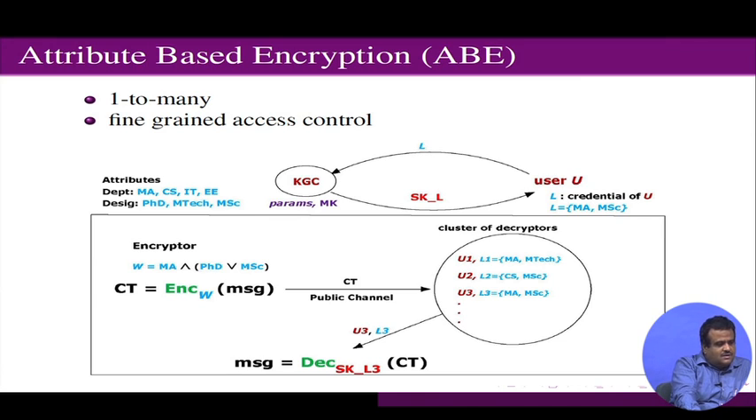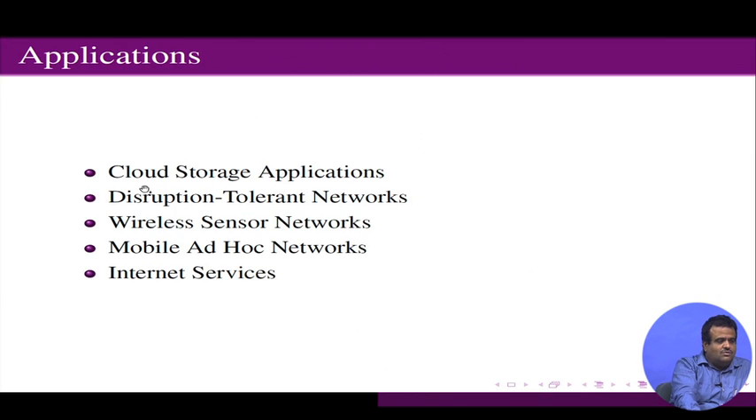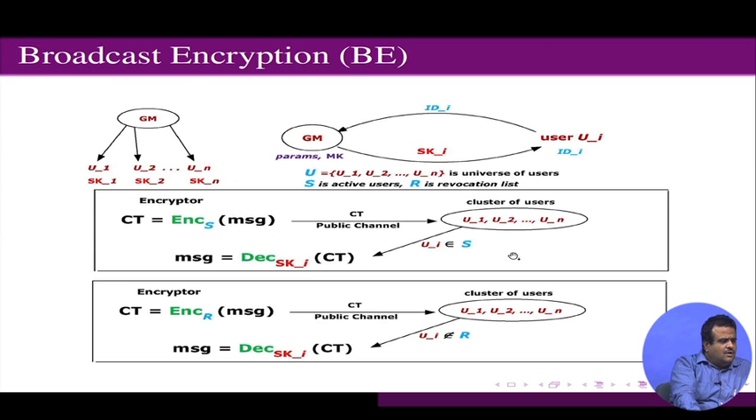So, this has good application, as I said, in cloud storage applications, delay tolerant networks, wireless sensor networks, mobile ad hoc networks and internet services. We may talk about a few more in detail in later lectures. Now, this is another one to many scheme, which is broadcast encryption. In broadcast encryption, what do we have? We have a group manager, or for a cable operator we have a group dealer.